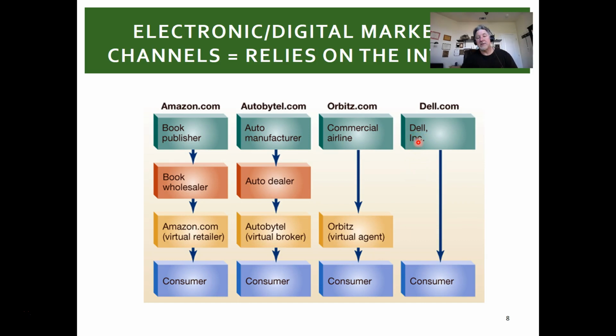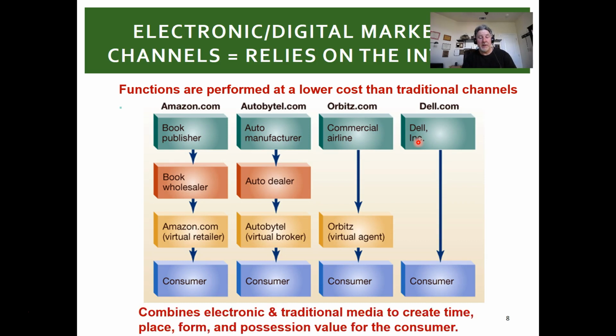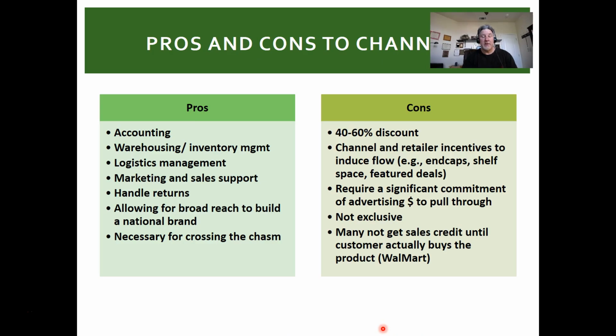And then last but not least is Dell. And Dell built its business originally in terms of direct to consumer, although Dell now works through intermediary channels such as wholesalers and Best Buy in terms of selling physical product. The bottom line with the internet is functions are performed at a lower cost than traditional channels, which is very important. And it allows you to combine electronic and traditional media to create time, place, form, and possession value for the customer. So pros and cons.